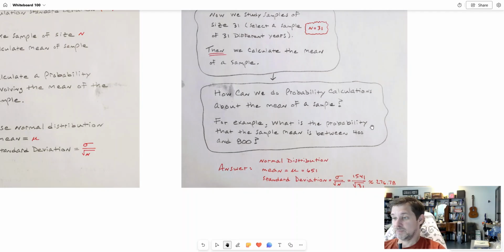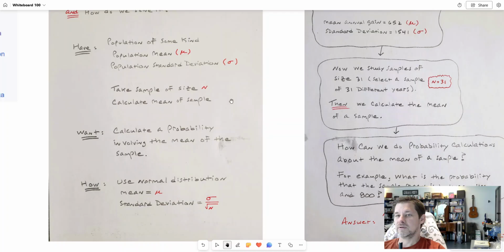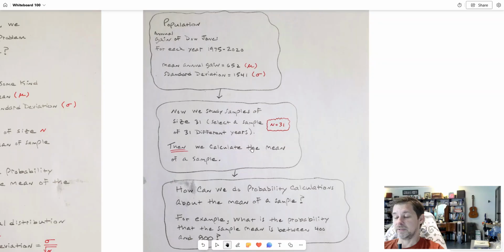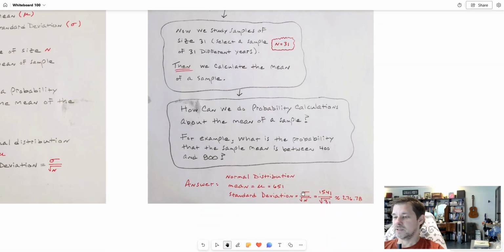So can you agree that sounds like this? We're given all that stuff. Read that question. The have is the same. The want is the same. And now let's talk about the how. How would we do it? Well, if I'm going to calculate the probability that the sample mean is between 400 and 800, I use a normal distribution. The mean is 651, same as the population mean. And the standard deviation I use is sigma over root n. Sigma is 1541 over root 31, which is about, with some rounding, 276.78. So with that normal distribution, let's calculate the odds of being between 400 and 800.